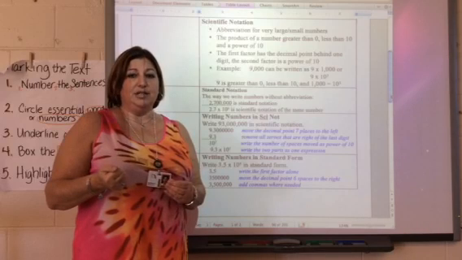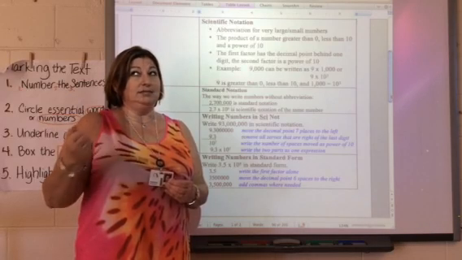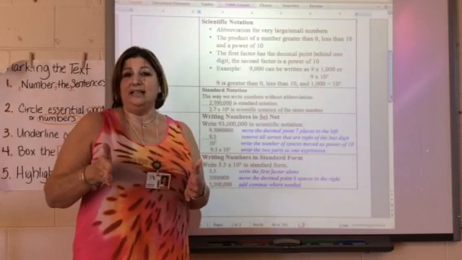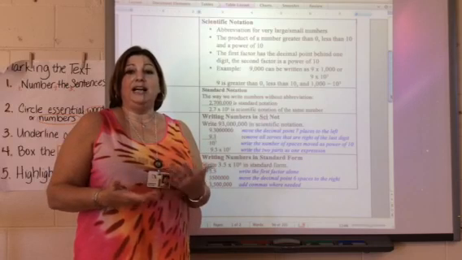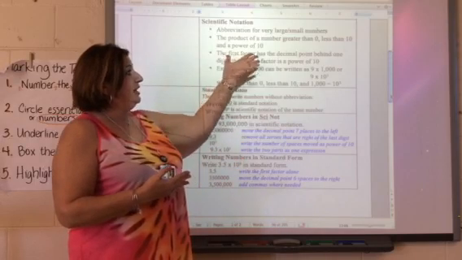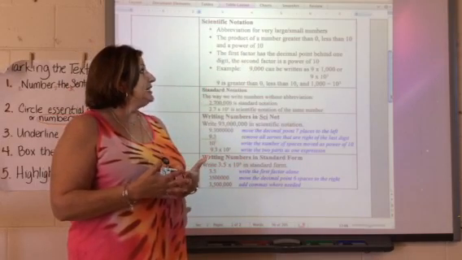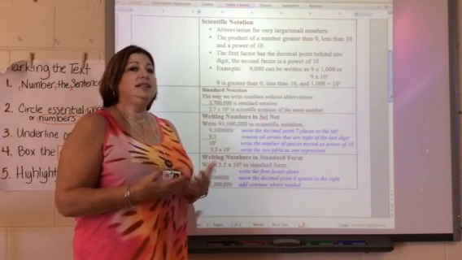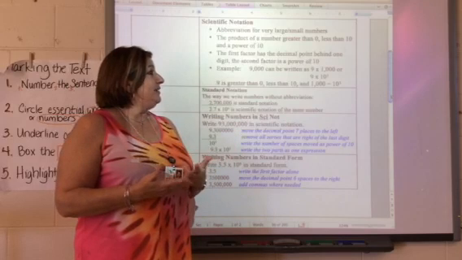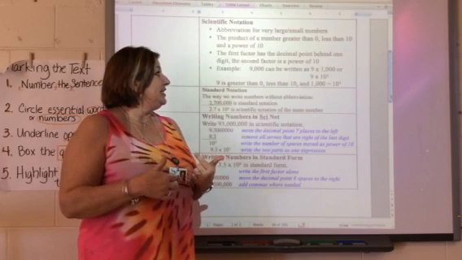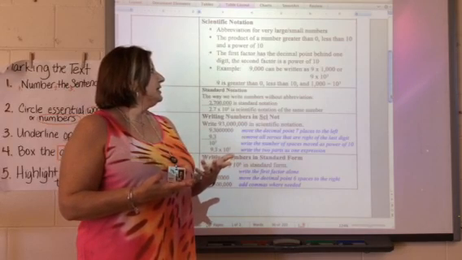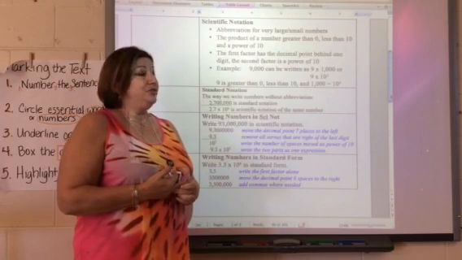One is a decimal number with only 1 digit in front of the decimal point. So a number that's greater than 0 but less than 10, and that's going to be multiplied by a power of 10. So the product of a number that's greater than 0, less than 10, and a power of 10, and I'll show you what that looks like in a second. We can also say that the first factor has the decimal point behind 1 digit, and the second factor is a power of 10. The product is written as standard form.